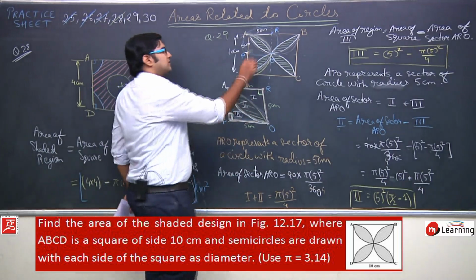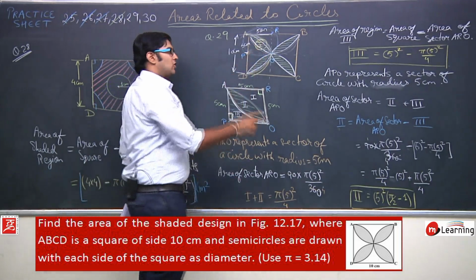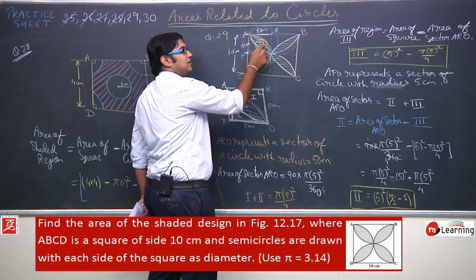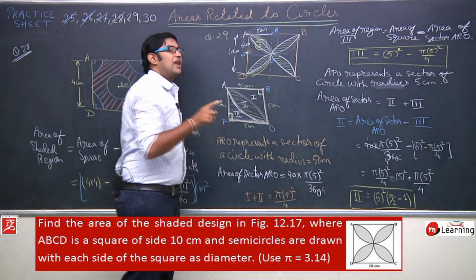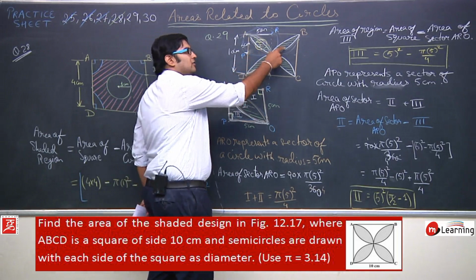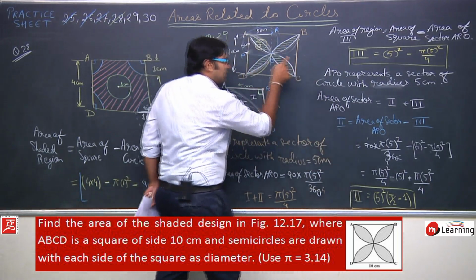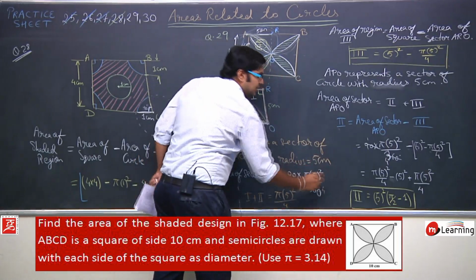Now region 2 is what? This is what I have mentioned as region 2. If I talk about all other 3 regions similar to region 2, so this region, this region, this region and this region all are the same. So if I know the area of this region, what will be the area of this region? It will be the same. What will be the area of this region? It will be the same. And about this region, it will be the same.